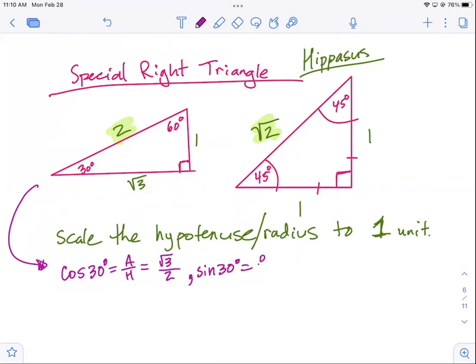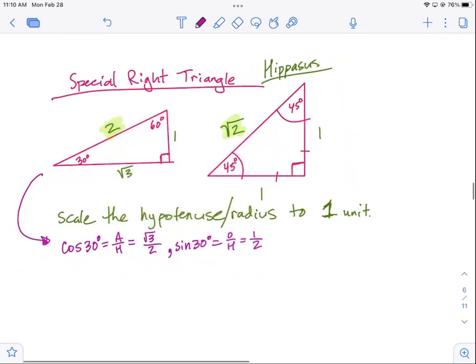And then what would the sine of 30 degrees be? Well, that's opposite over hypotenuse, it would be 1 over 2. The cosine of 30 degrees is square root of 3 over 2, and the sine of 30 degrees is 1 over 2. Got it? Okay. I just wanted to review that. And we had to use SOH-CAH-TOA there because we're not on the coordinate plane.